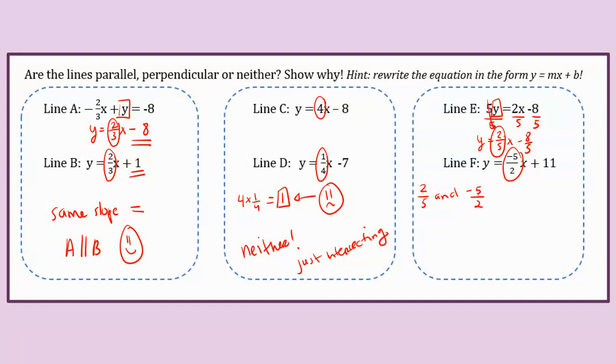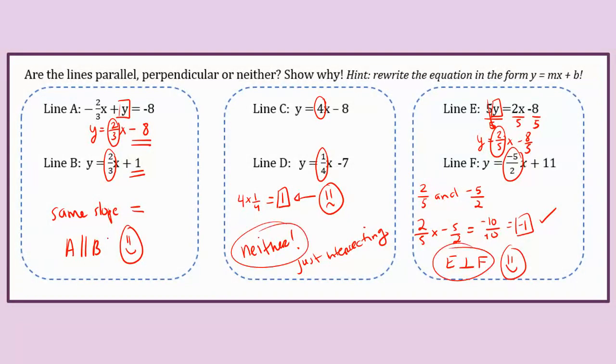So I've got 2/5 and -5/2. It's been flipped, and then it's the opposite sign. Let's just check it with that algebra. It's -10/10, which is -1. Perfect, right? So line E is perpendicular to line F. So those are my answers, right? The slopes are opposite reciprocals. Awesome.